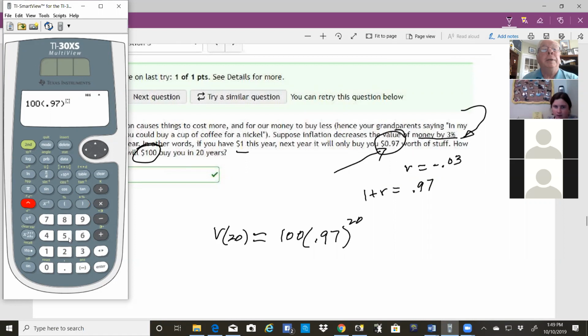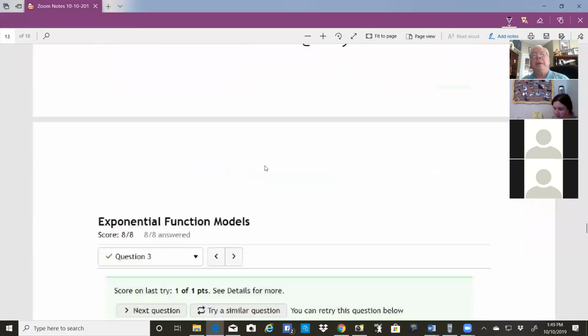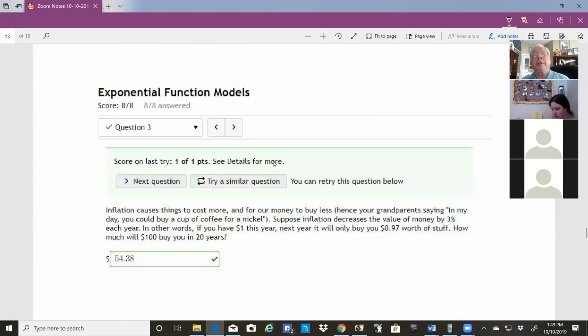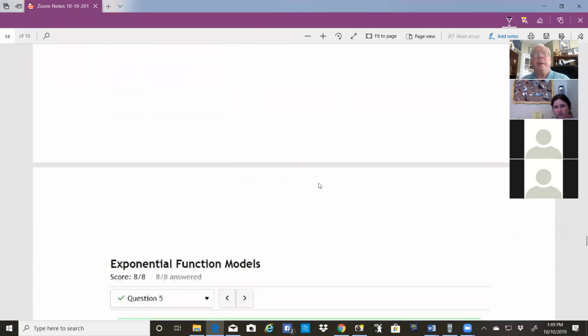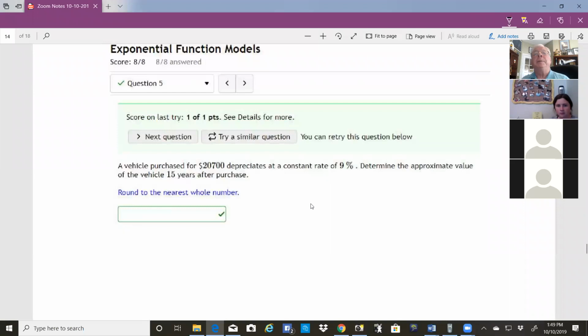Okay, to the 20th power. $54.38, if you round it off to the nearest cent. $54.38. So there we are. Okay, the next one.